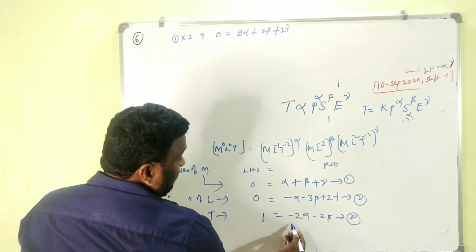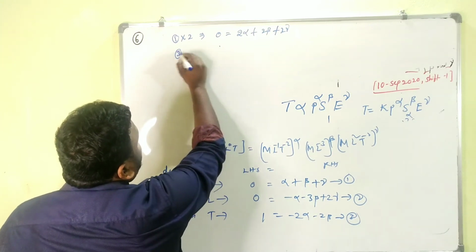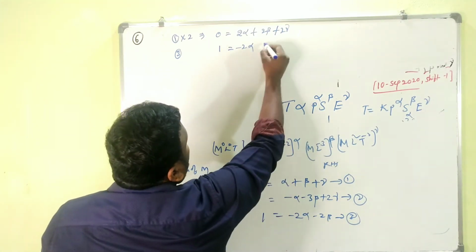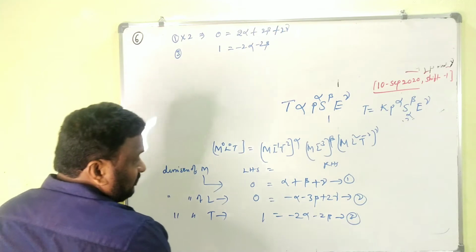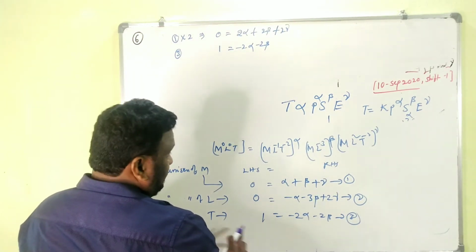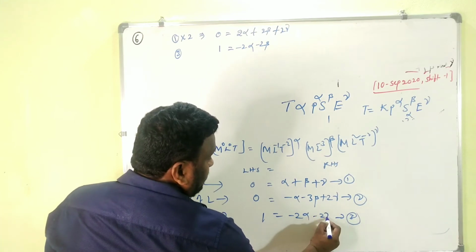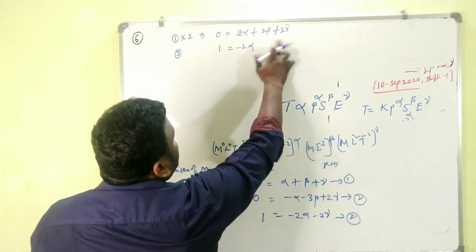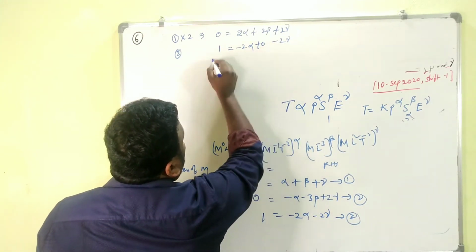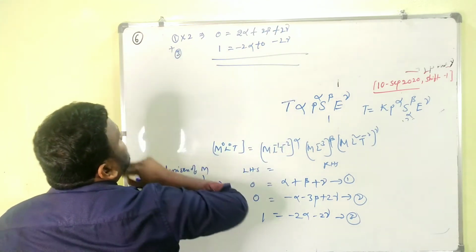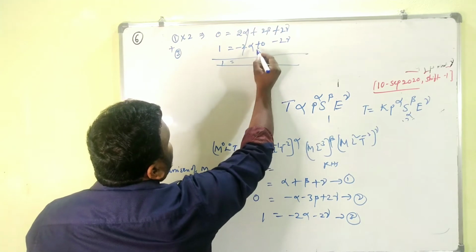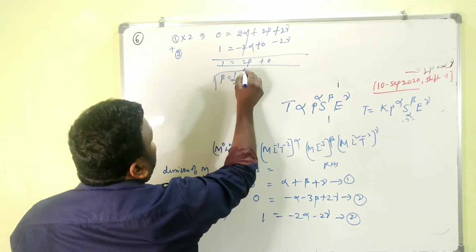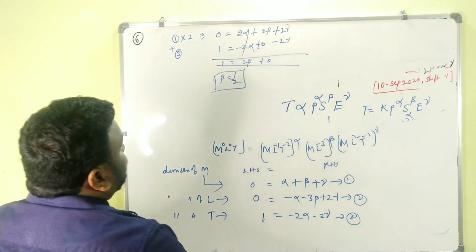And next, we can go for equation number 3. Equation number 3 is 1 equals minus 2 alpha minus 2 beta, minus 2 gamma, since T we have compared. So we have to add them like this. 1 equals, the alpha and gamma terms cancel, 2 beta. Then beta equals 1 by 2. So we got the value of beta.